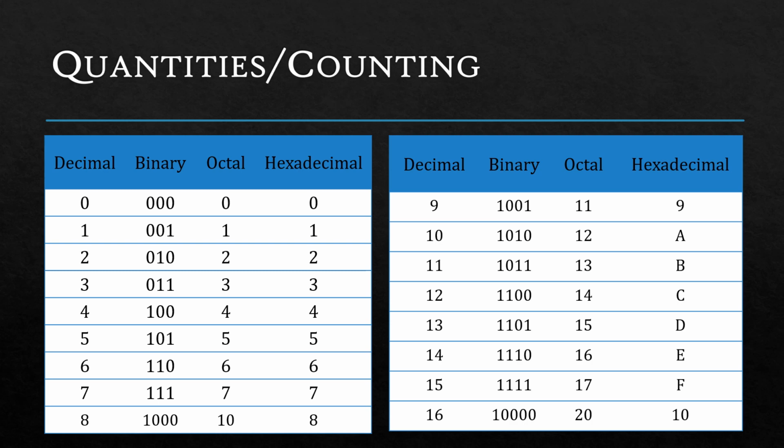2F, 30, 31, etc., 3F, 90, 91, etc., 9F. Then A0, A1, etc., AF, up to F0, F1, etc., FF. That pattern repeats. Okay, so this is the method of counting in the various number systems.